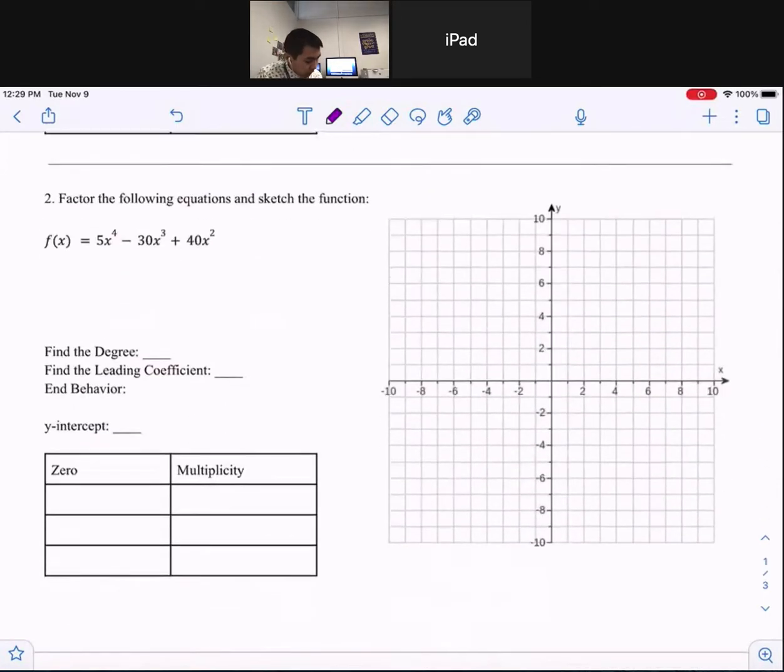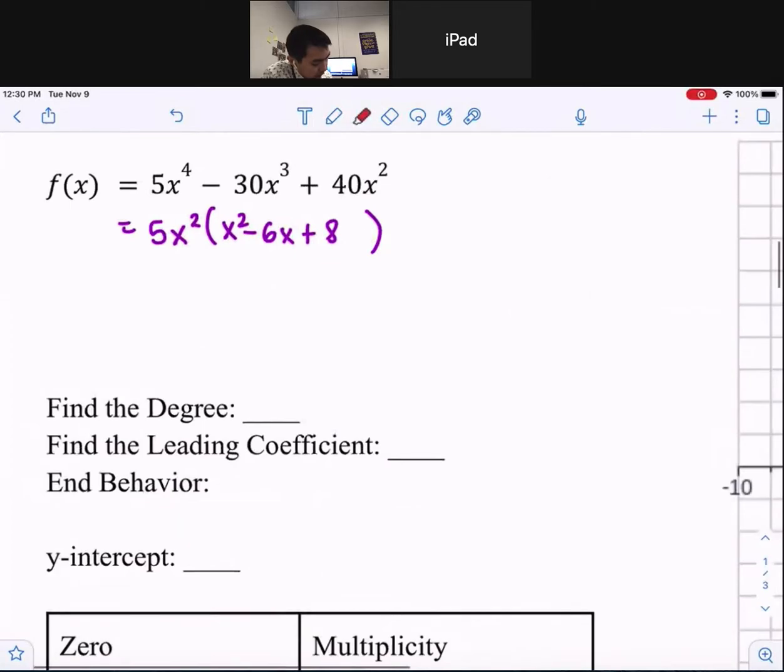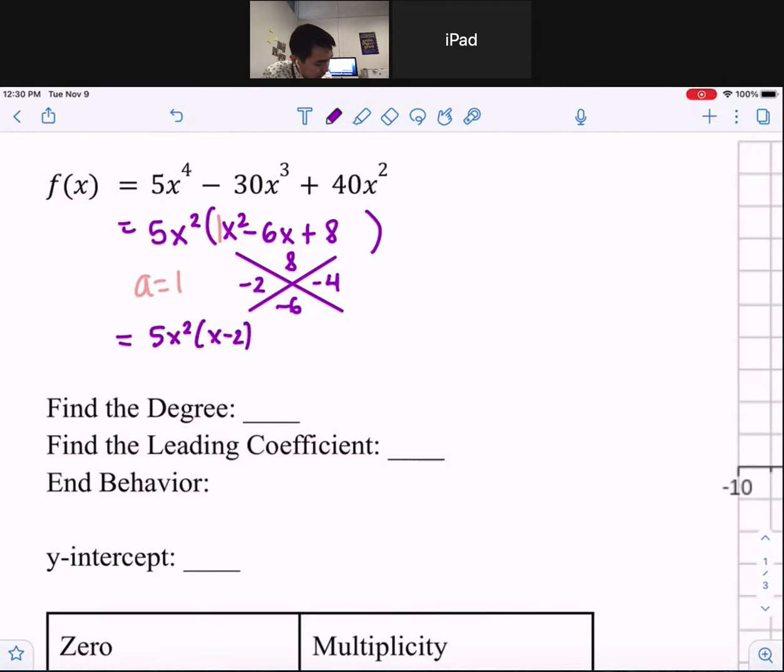Number 2. Again, we have to get this in factored form to find our zeros. So we can factor out a 5 from each, and we can take out an x squared. So we're going to get x squared minus 6x plus 8. And then this is another a equals 1 case, so we can factor this using the x method. 8, negative 6, negative 2, and negative 4. So 5x squared times x minus 2 times x minus 4.